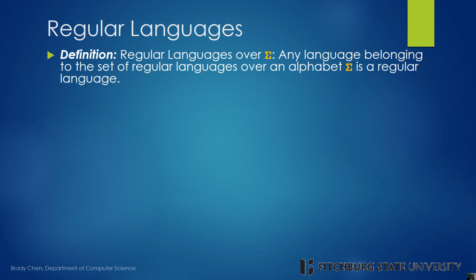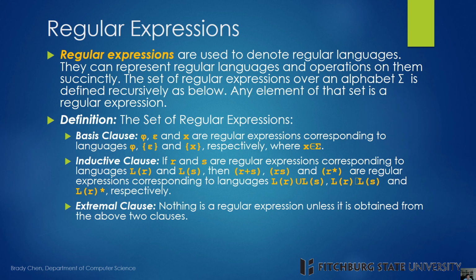And then we can define any language belonging to the set of regular languages over an alphabet sigma as a regular language. That means every subset of sigma star is a regular language in this sense. Now we know how to construct a regular language using the definition of regular language. It's a recursive definition.